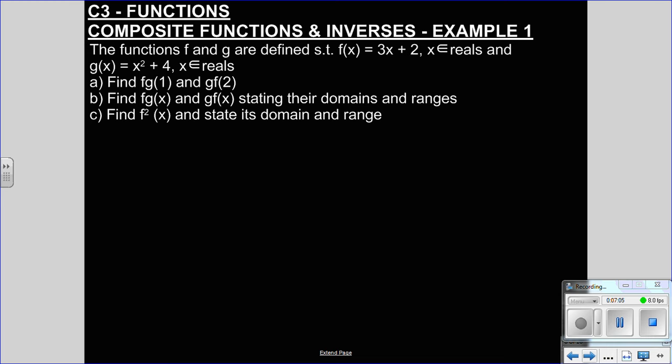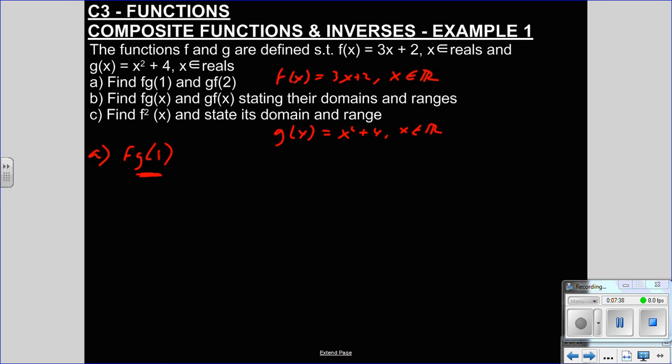Let's test this out then. So I've got the functions f and g defined such that f of x equals 3x plus 2, where x is all the reals, and g of x equals x squared plus 4, where x is all the reals. Find fg of 1. Okay, like I say, we always work inside out, and we're saying that f of x is 3x plus 2, domain all the reals, and g of x is x squared plus 4, domain all the reals.